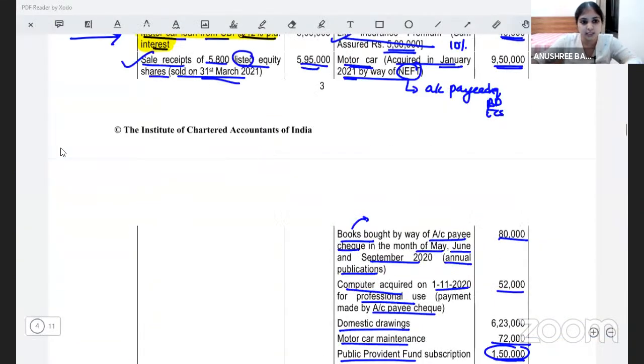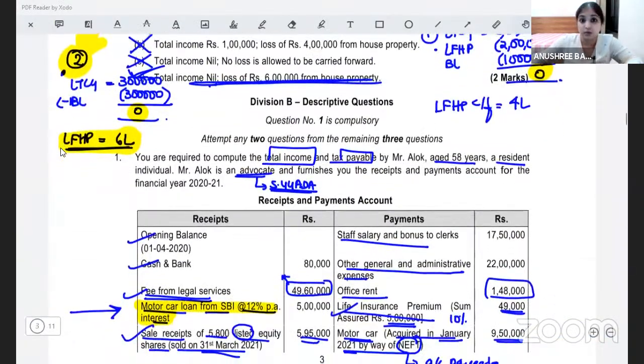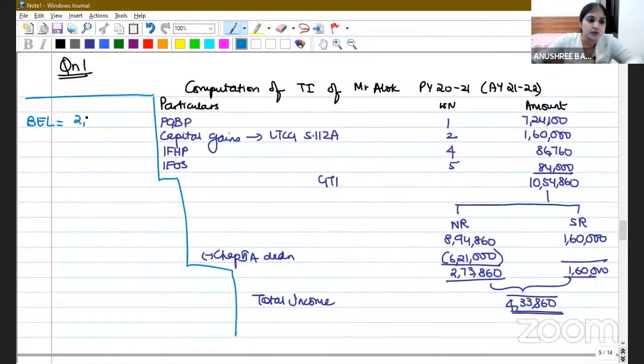See, how old is he? He's only 58 years old. He's not a senior citizen. So his basic exemption limit is going to be 2,50,000, right? And this entire 2,50,000 I will use against normal rate income. So what is my balance normal rate income? I had 2,73,860. I will adjust the basic exemption limit against this. So I will be left with the balance 23,860.